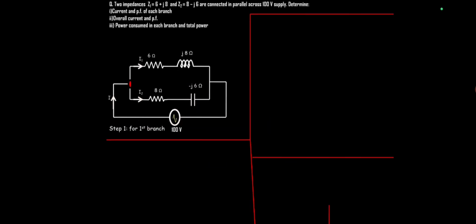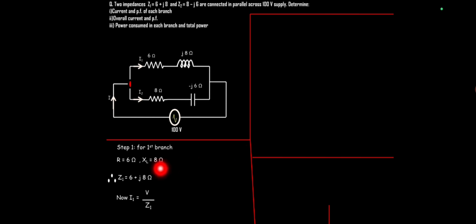First of all, we will find out the current of the first branch, that is I1. Now for the first branch, it is already given R is equal to 6 ohm and XL is equal to 8 ohm, or simply Z1 is given as 6 plus J8 ohm. So we can use Ohm's law here. According to Ohm's law, I is equal to V by Z. But as we are finding the current for the first branch, I1 will be V by Z1. This 100 volt voltage will remain the same for both the branches because they are connected in parallel.